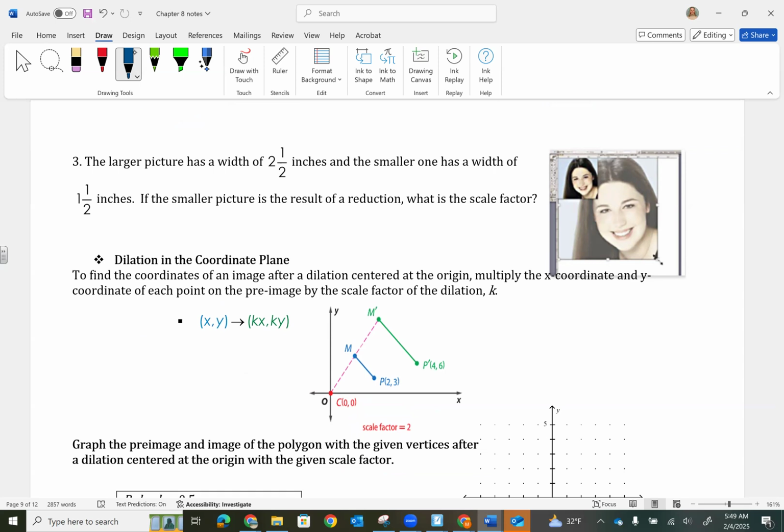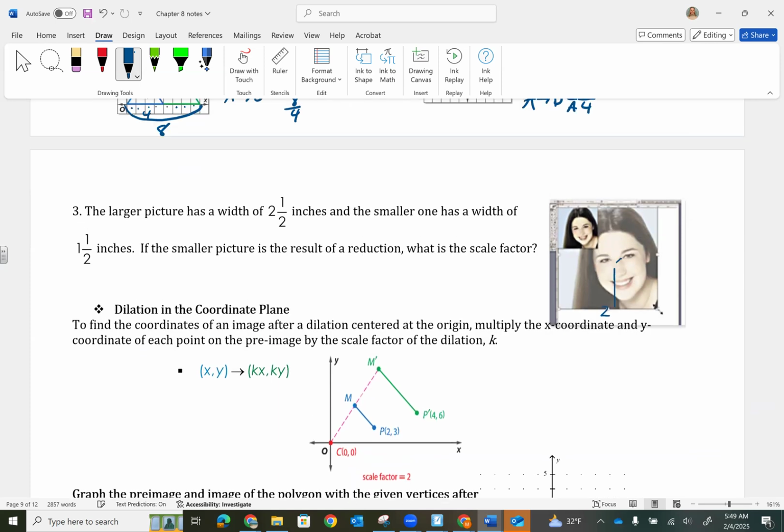Okay, so the larger picture has a width of 2.5. And the smaller one has a width of 1.5. If the smaller picture is the result of a reduction, so you're going from big to small, so you're reducing, what is the scale factor?